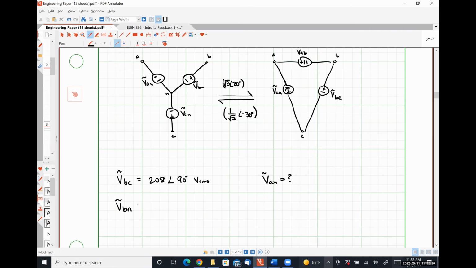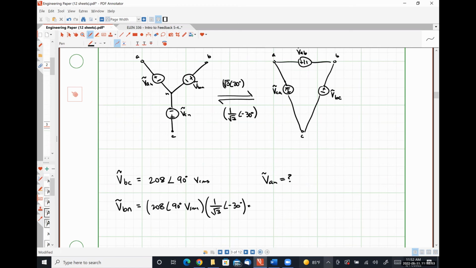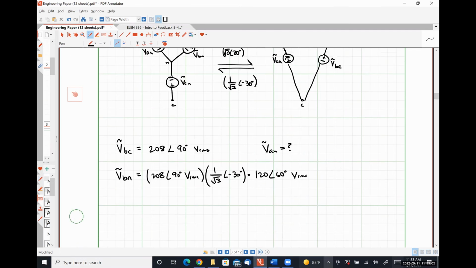So VBN would be 208 angle 90 degrees volts RMS times 1 over the square root of 3 angle negative 30 degrees. So that's our conversion factor moving from delta to Y. And so that's going to give us VBN. So that should look like 120 roughly angle 60 degrees volts RMS.